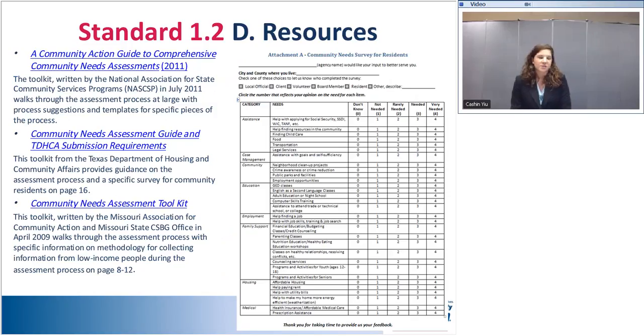I did want to highlight some resources that relate to this standard. NASCSP did a guide on community needs assessment that really wonderfully walks through the process of completing an assessment, and they have good templates that can be used to meet this standard to really get that feedback from low-income people. The second is from Texas. They created a community needs assessment guide that they sent to us and we thought was wonderful and wanted to share it with everybody. And they have a template on surveys, and that is what is included up here on the slide. And the third is from the Missouri Association. They also did a toolkit on needs assessment that walks through really advice on how to do this, and they offer some templates as well.